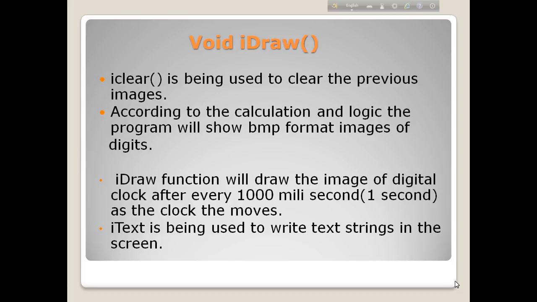Void iDraw. In the void iDraw function, at first we use the iClear function. It's used to clear the previous images. According to the calculation and the logic, the program will show BMP format images of digits. The iDraw function will draw the image of the digital clock after every 1000 milliseconds, which equals 1 second, as the clock moves. The iText function is used to write text strings on the screen.